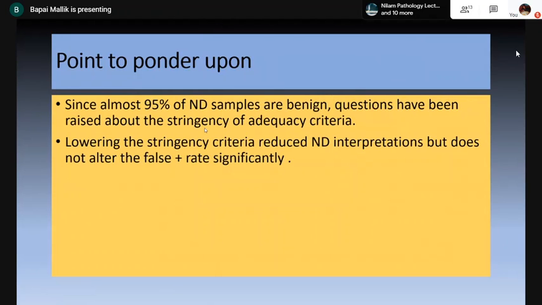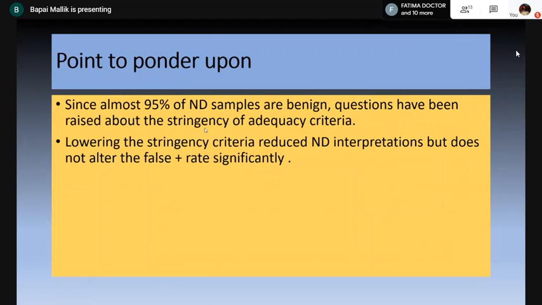So what are the points to ponder upon? Very interesting. It is now very well known that 95% of the non-diagnostic samples actually turn out to be benign. If you follow them up and look into it, they turn out to be benign. So various questions have been asked: don't you think that these criteria that we are using, this number of cells, number of clusters, are a little bit too stringent? It might be stringent. In fact, there are certain studies which have lowered the stringency of the criteria, and they have still found about 95% of non-diagnostic samples are benign. So they didn't use that criteria which you saw in the previous slide.